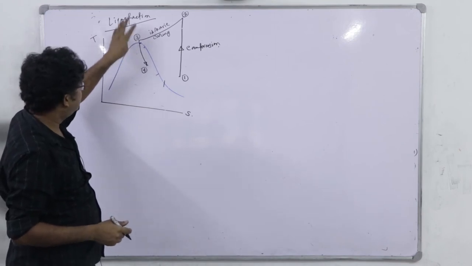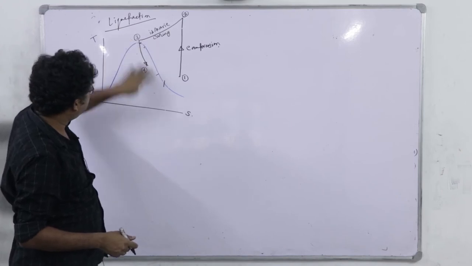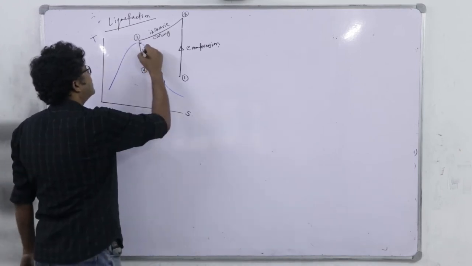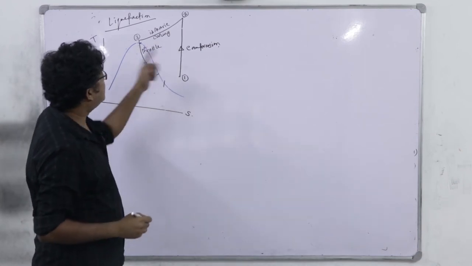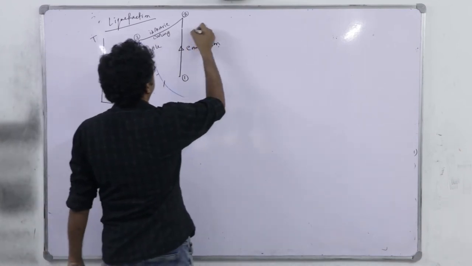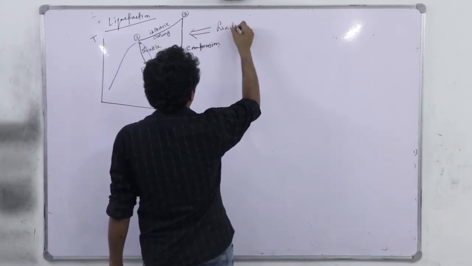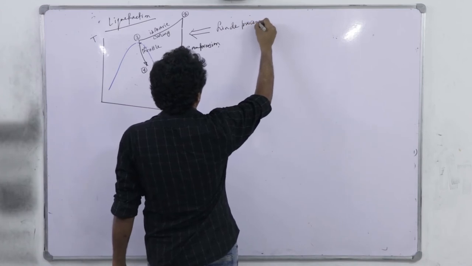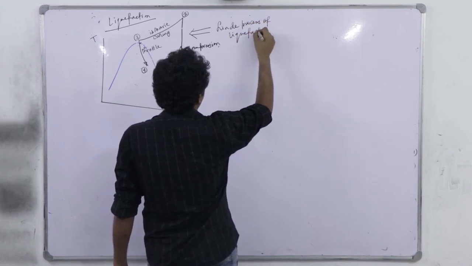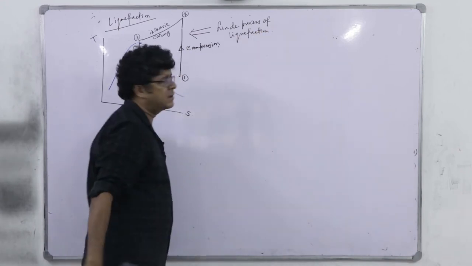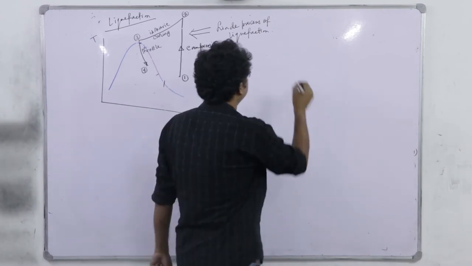Still it is in the vapor state, and from the point 3 we throttle it, right? And this process gave rise to the Linde process of liquefaction. Right. So how to implement it through attaching devices in sequence?